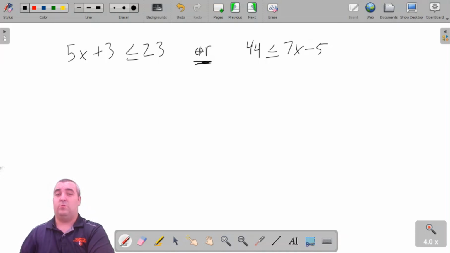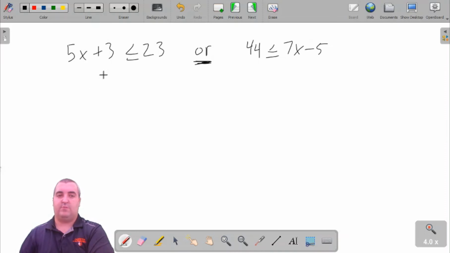This or statement means that, especially when we go to graph it, we're going to graph when this is true, when we solve this, whatever this x is, and then we're also going to graph when this is true. Because it's an or, both things do not have to be true at the same time, so that's why our answer is going to have two parts to it, usually.